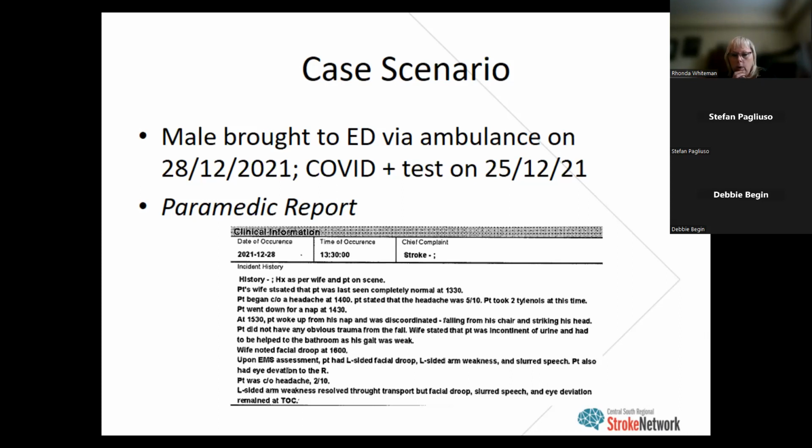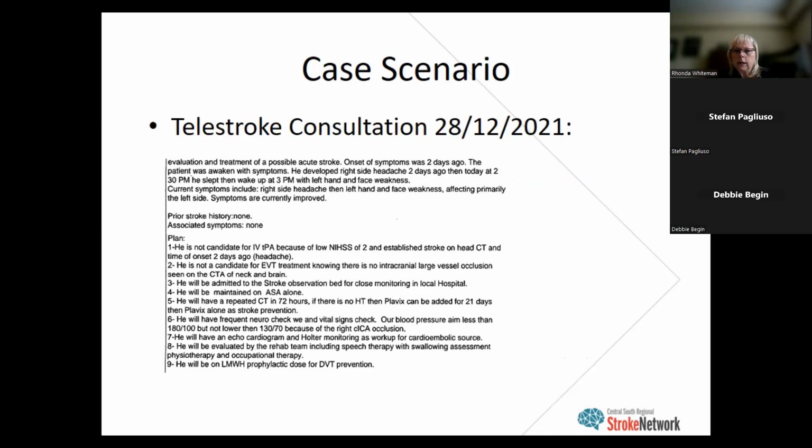And the arm weakness resolved during the paramedic transfer, but the patient remained with slurred speech and eye deviation at transfer of care. Here you can see the telestroke consult note. You don't see all of it, but you see a snippet. So the patient was evaluated for treatment of possible acute stroke.